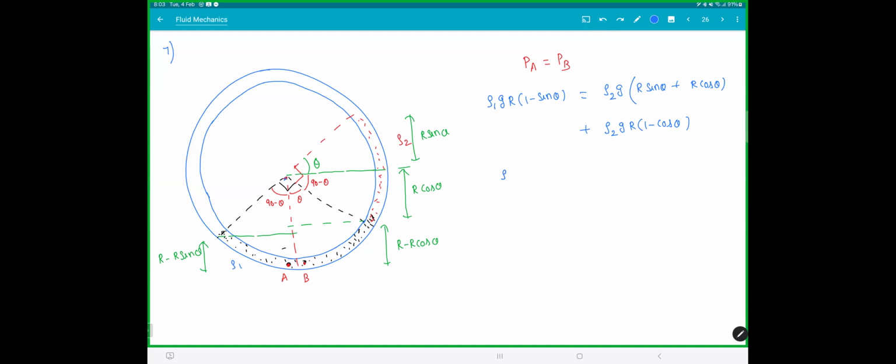GR cancels everywhere. This will be rho 1, bring it this side. This will become cos theta minus sin theta. This will be rho 2 cos theta plus sin theta. Divide them. You'll end up with rho 1 by rho 2 is 1 plus tan theta by 1 minus tan theta. There, as expected, if I keep theta equal to 0, I'm getting equal. If I put theta 45, I'm getting denominator 0.